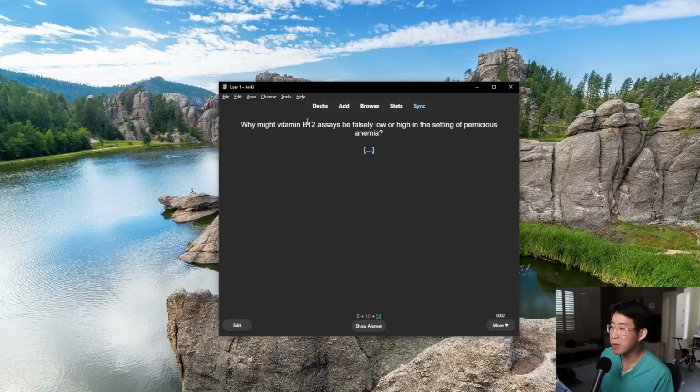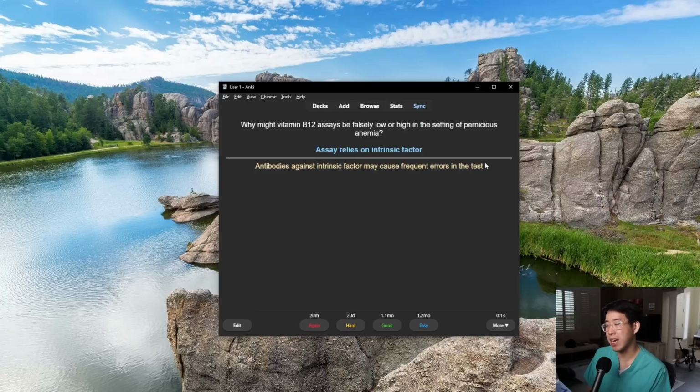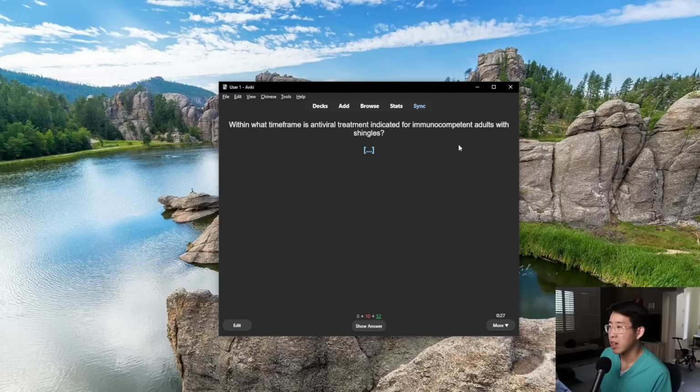Why might vitamin B12 assays be falsely low or high in the setting of pernicious anemia? So I learned that B12 assays are actually pretty unreliable, and it's because the assay relies on intrinsic factor. Even in patients without pernicious anemia, it can have some false negatives and false positives. Anyways, if they have pernicious anemia, it's going to cause antibodies against intrinsic factor, which may cause frequent errors.